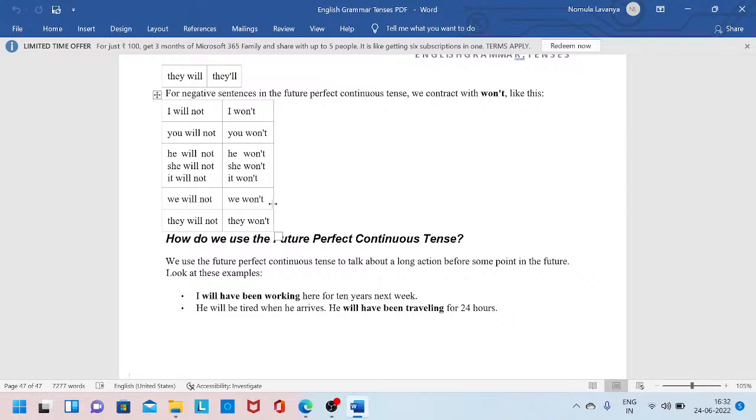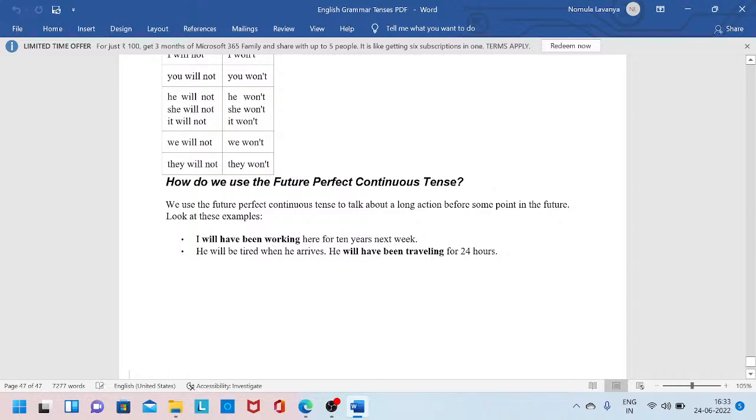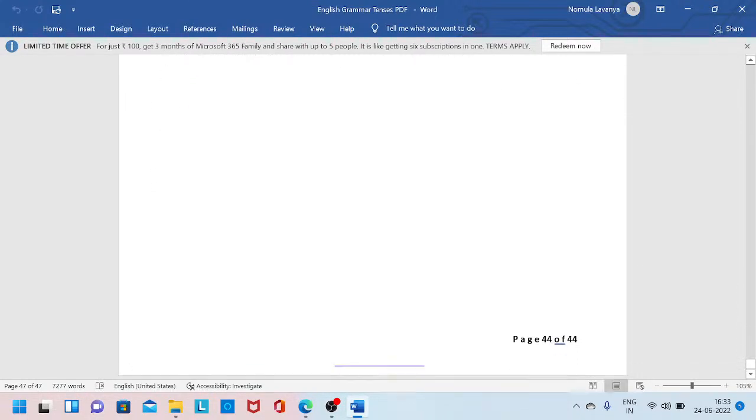So the action is very long, okay, but not at this point. He will be tired when he arrives. He will not have been traveling for 24 hours, okay. He will have been traveling for 24 hours. So this is all about our future tenses, okay.